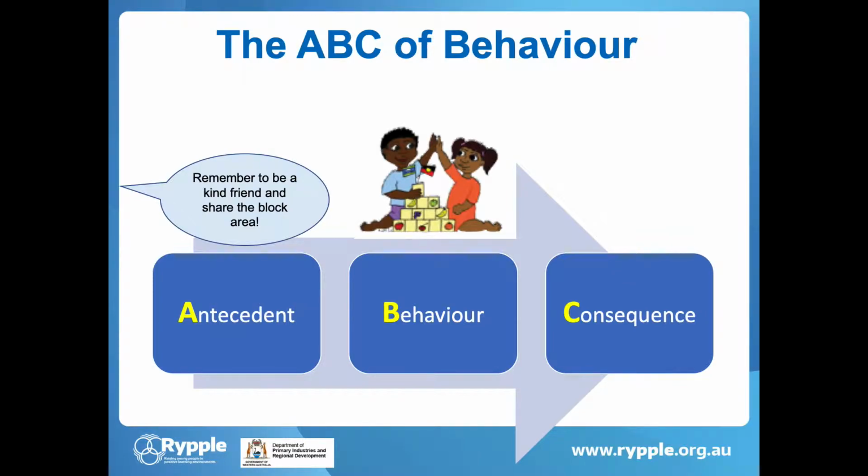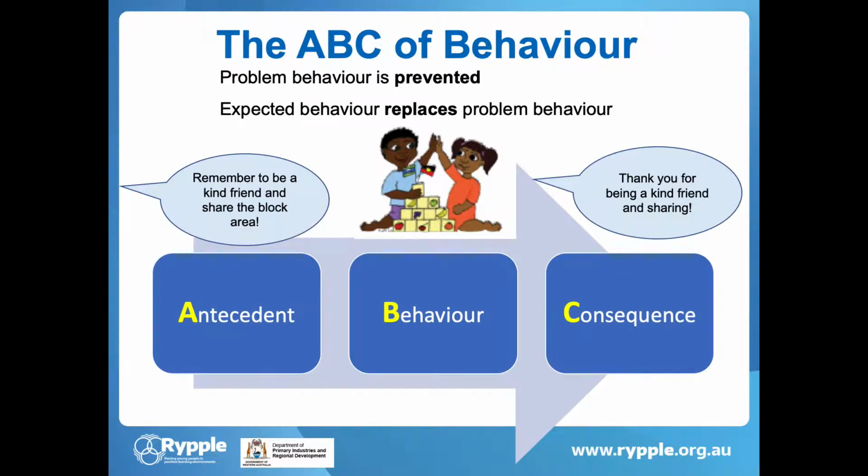We then hopefully get the expected behaviour, and this provides us with the opportunity to follow up with some positive reinforcement. Thank you for being a kind friend. You are a superstar. I saw how you shared those blocks today. What we see then is the use of pre-correction has increased the likelihood that we have prevented problem behaviour and that we have seen the expected behaviour.